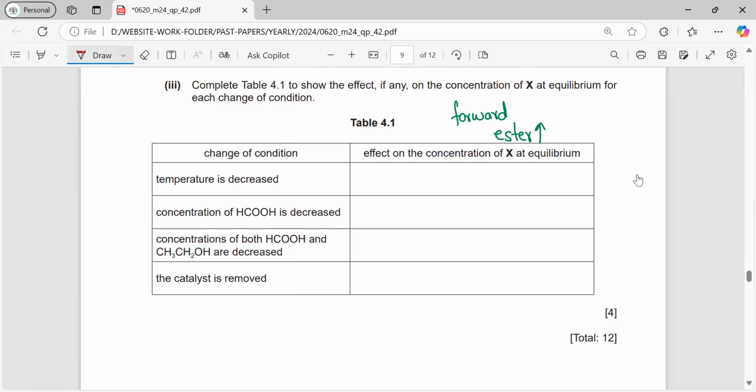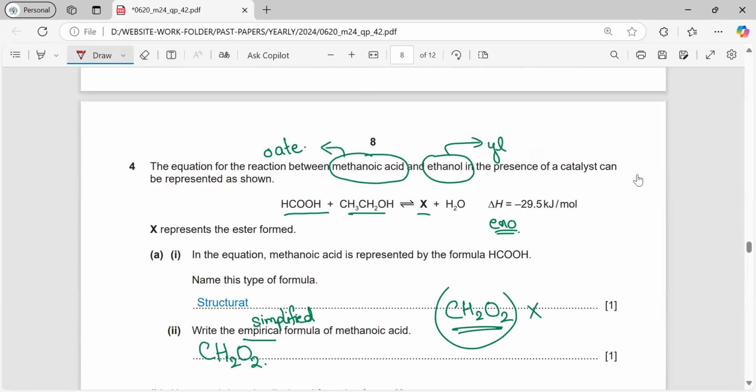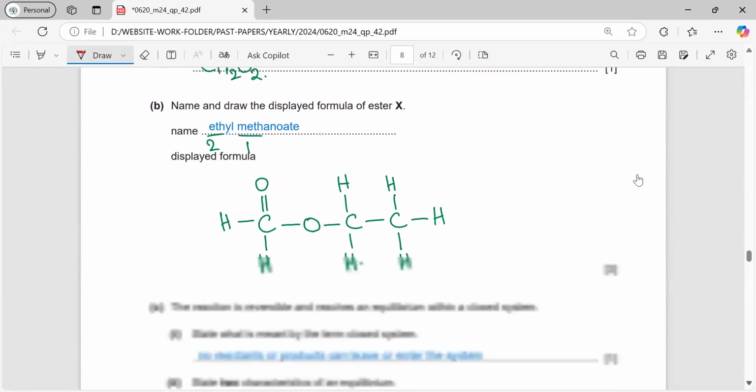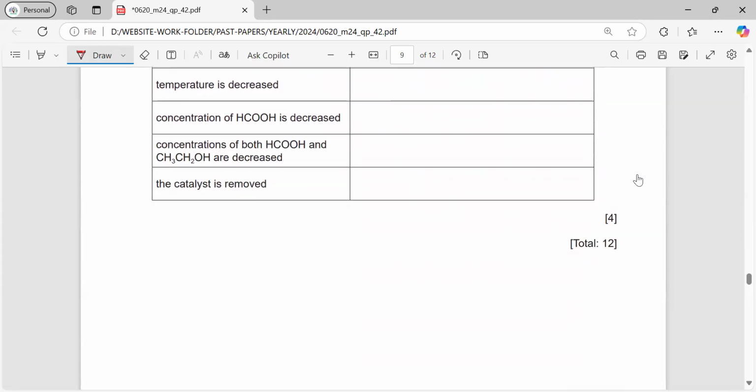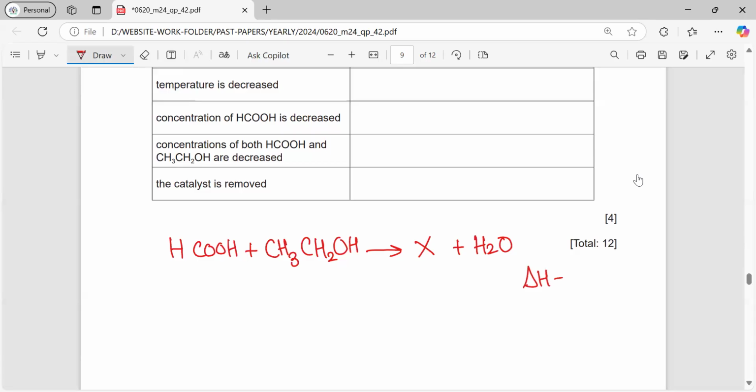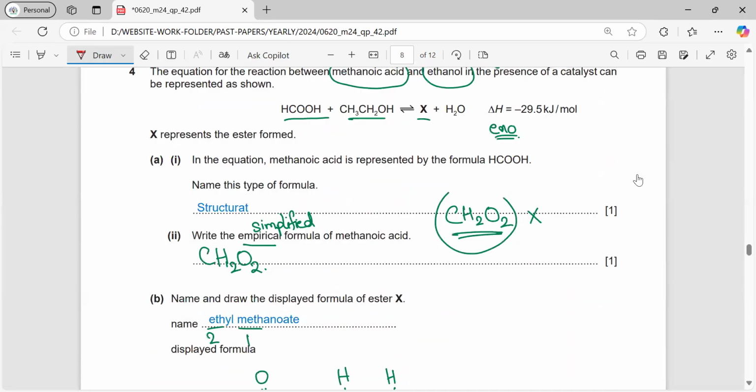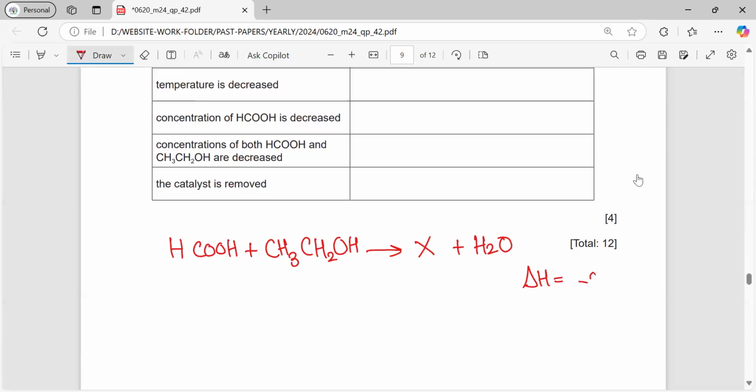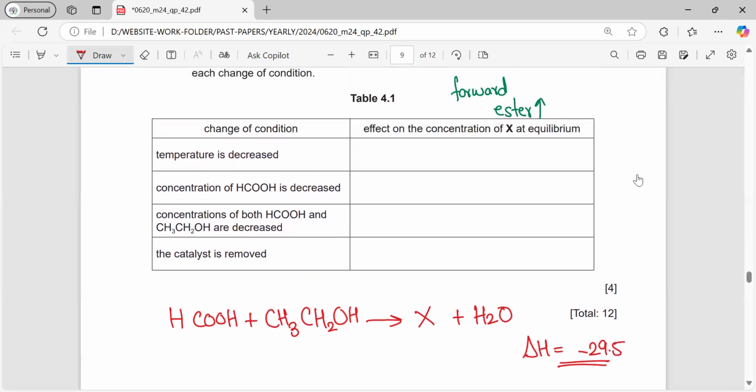So let's write the equation here for simplicity. HCOOH plus CH3CH2OH gives ester X plus water. And the forward reaction has the delta H minus 29.5 kilojoules per mole. So it means that the forward reaction is exothermic.